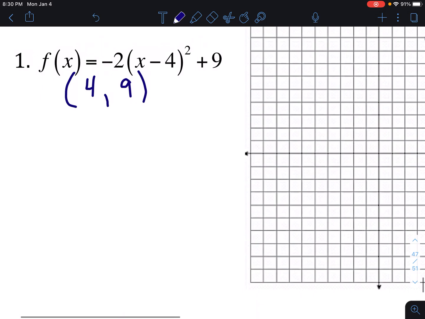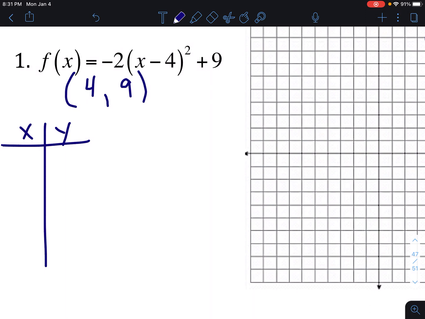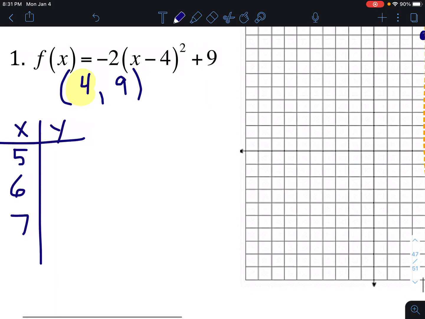Okay, so now I need a table of values. You must show your table of values on the test. To choose your x values, remember you look at the vertex. After 4 you can go with 5, 6, 7, the three numbers after 4. Then after that, you have to do them one by one to figure out what the y is.